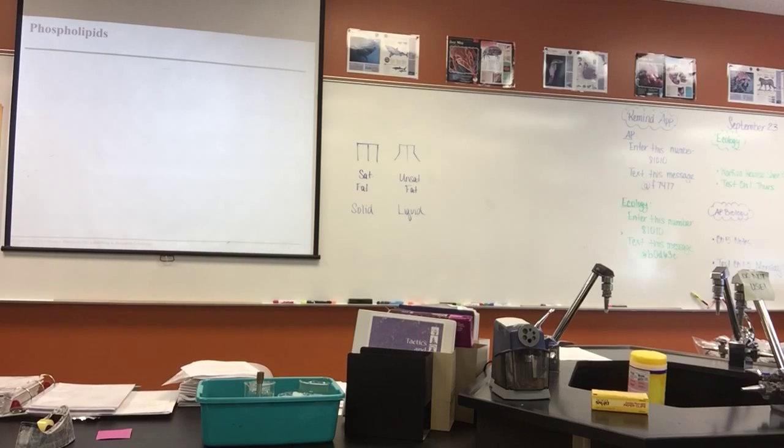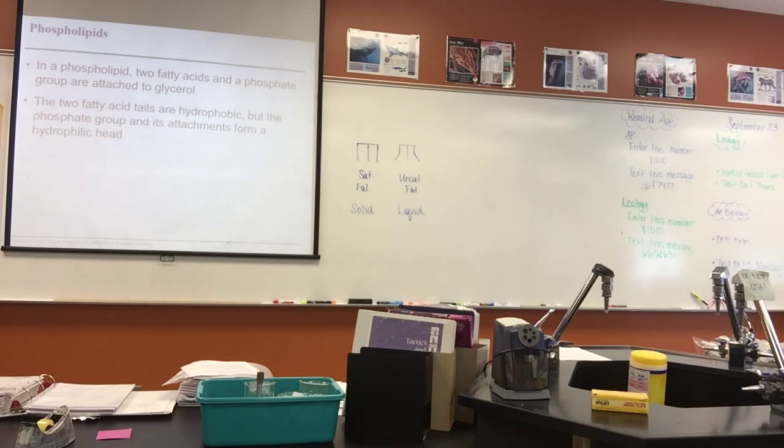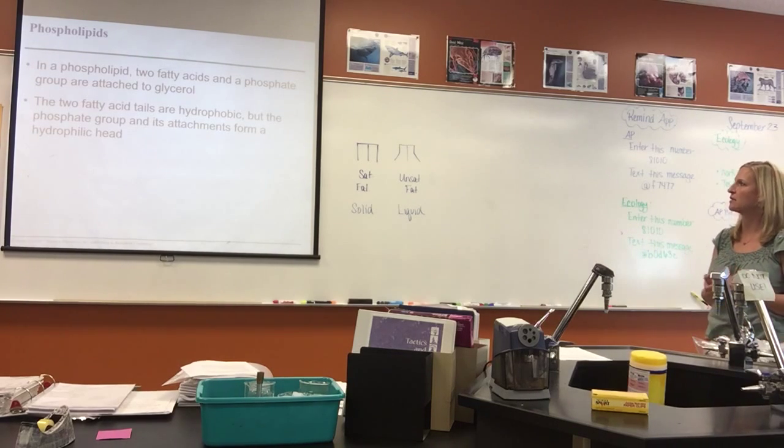So, category number 2 of your lipids is phospholipids. Looking at the name of this, what functional group is on this? Phosphate group. So let's look at this construction. Two fatty acids and a phosphate group are attached to a glycerol. It's very similar to the triglyceride that we just looked at, except it has a phosphate group. The two fatty acid tails are what we call hydrophobic, but the phosphate group and its attachments form a hydrophilic head. We'll look at this head and tail region.